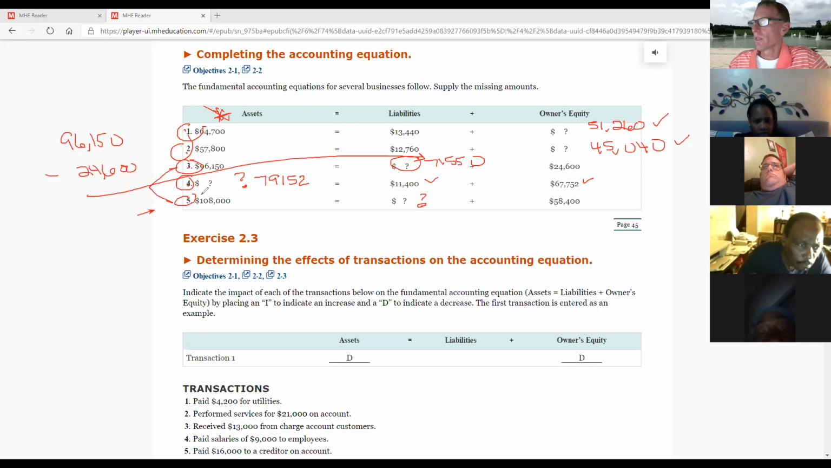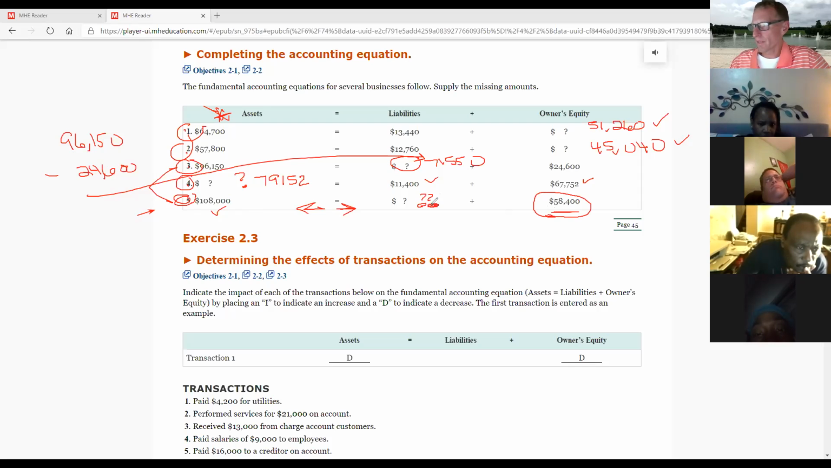So for example, this is number 5. If we know total assets are 108, notice that's the left side of the equation. That means everything on the right side of the equation must also be the same, right? So we know part of that. We know part of the right side, which is the equity. What we don't know is the liabilities. So to get this unknown, you just subtract. You just take the 108 and subtract out the 58,400. Okay. And that would give you 49,600.